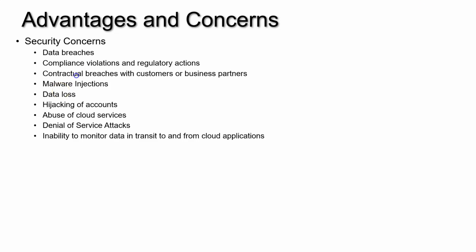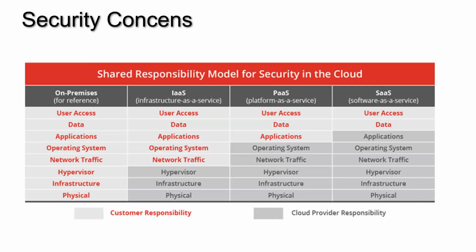Moving on to the next one. I listed what the security concerns are and the shared responsibility model for security in the cloud. All these red marked lines need to be managed by the customer, and the grayed ones are managed by the cloud provider in terms of security. In on-premises, everything is managed by the customer, or by you if you are managing that data center.